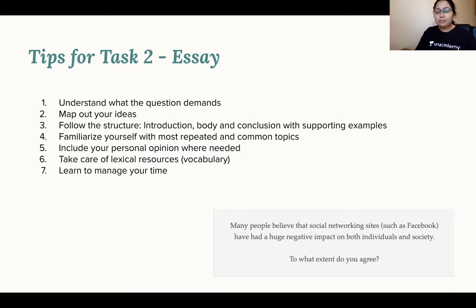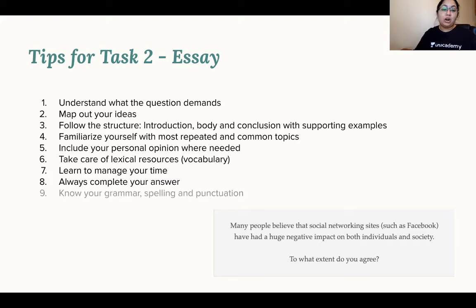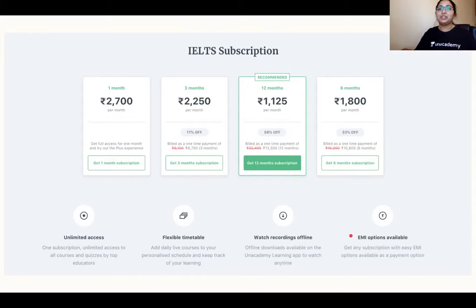Learn to manage your time. Like I said, again, we always have to know how much time we have to use to practice and to draft your points and to do this really well. Always complete your answer. So even if you cannot use complex sentences, please use simple sentences using conjunctions, because that is super important for you to gain on your vocabulary and complete your answer. Know your grammar, spelling, and punctuation, because that is scored. Use formal language. You're writing an essay. Use formal language.